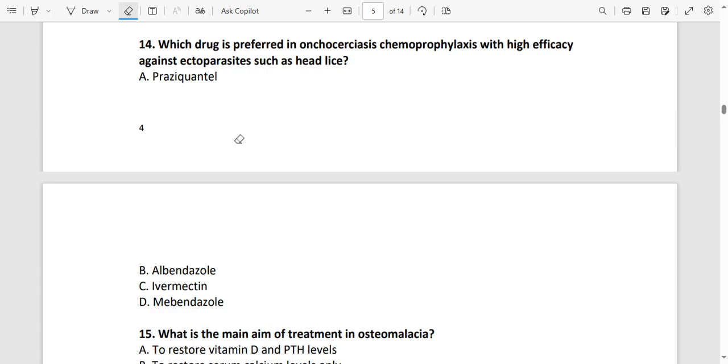Which drug is preferred in onchocerciasis chemoprophylaxis with high efficacy against ectoparasites such as head lice? Praziquantel, albendazole, ivermectin, mebendazole. Anyone? Remember the biggest word here is prophylaxis. Prophylaxis of onchocerciasis. So which one? Praziquantel, albendazole, ivermectin, mebendazole.